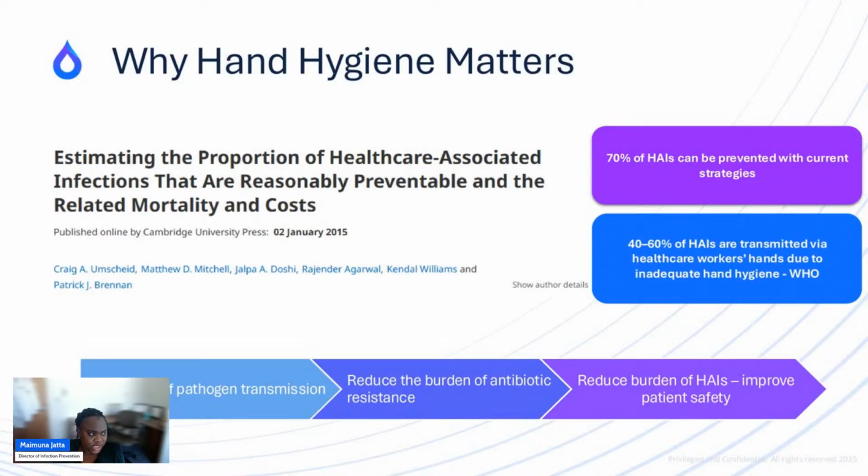But in the same vein, the WHO shared in one of the updates and in a number of the hand hygiene strategies that, depending on the setting, about 40 to 60% of HAIs are transmitted through the hands of healthcare workers due to inadequate hand hygiene practices. This can be shocking depending on who's looking at it, but the fact that this is our reality is really unfortunate, especially given all of the technology that has been introduced to healthcare.